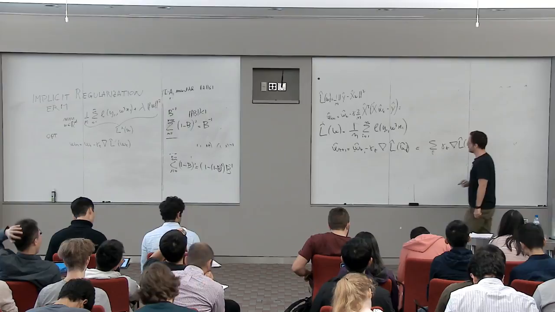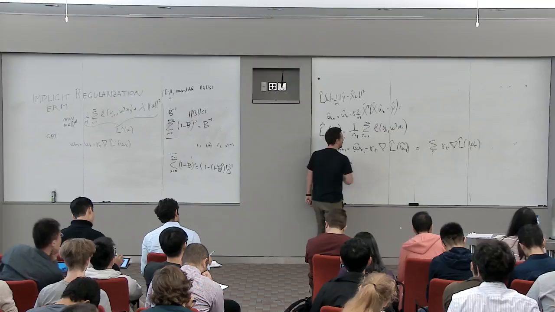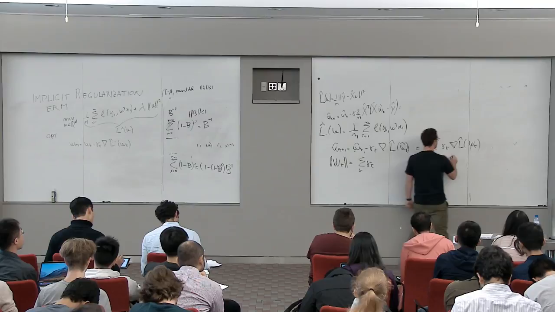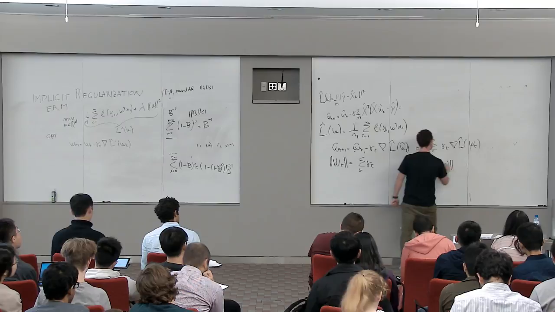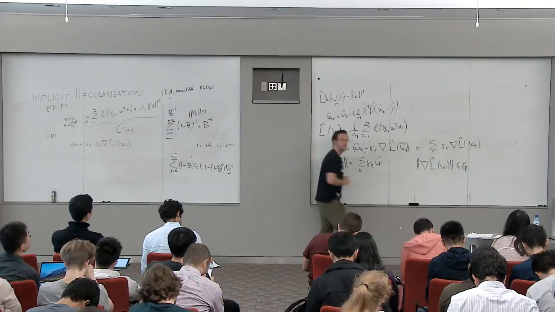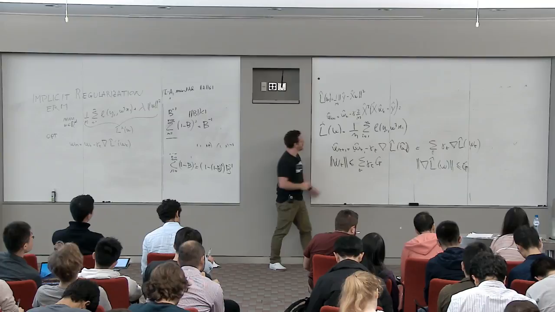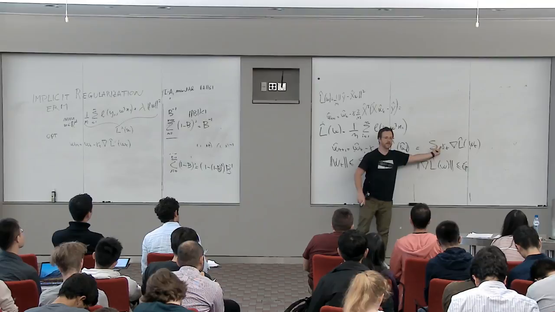Which means that if I take the norm, it's going to be something that goes as t gamma t. And if you assume that the norm of the gradient is smaller than some constant, then you get this. Agree? This is an upper bound. So you take the norm of this, you do triangle inequality, you push it in, you take the norm of the gradient, and this is what you get.